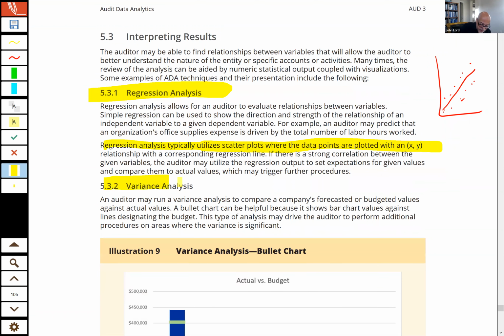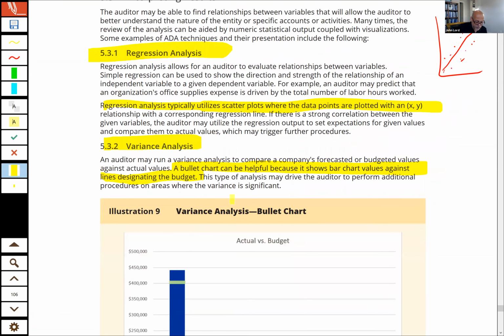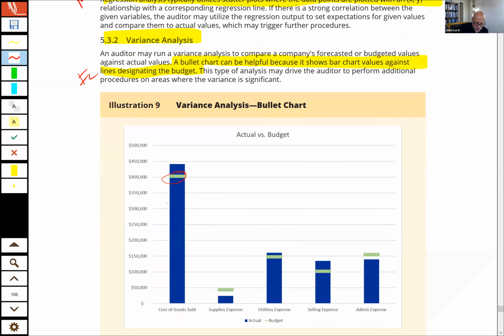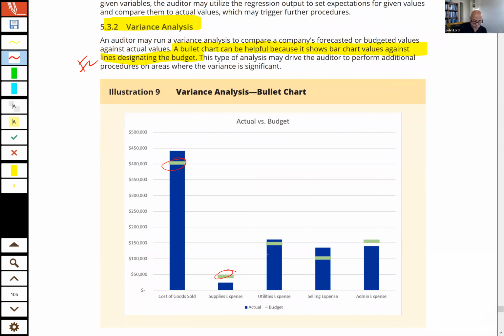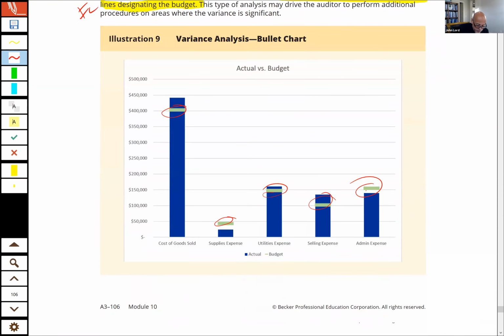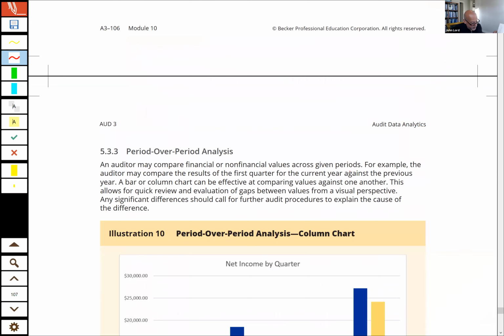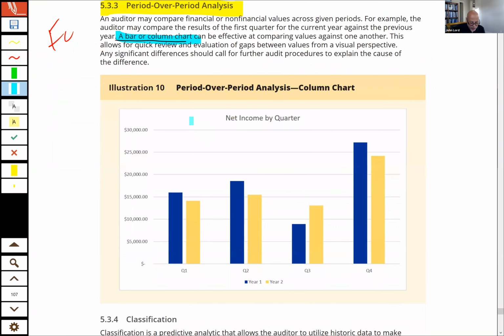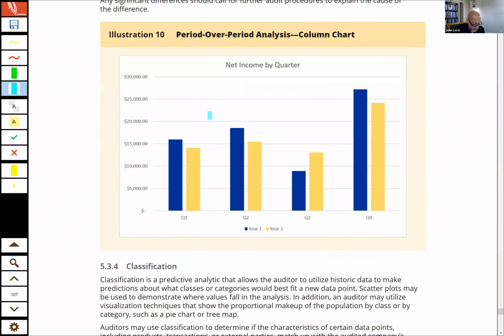Variance analysis, they tell us, hey, a bullet chart can be helpful and shows bar chart values against lines designating, say, the budget. So you're looking at that variance analysis and you can see here these various bullets, or bullet chart, where, hey, here's the budget, and then here's where the actual was either over or under the budget. Okay, so these would be the little bullets that you'd be using there. Okay, good. Coming over, period over period analysis. Basically for period over period analysis, they're telling us that a bar column would be a good way to do it, because you can compare, in this example, one year's net income to another year's net income, and you can group those by quarter in this example, okay?